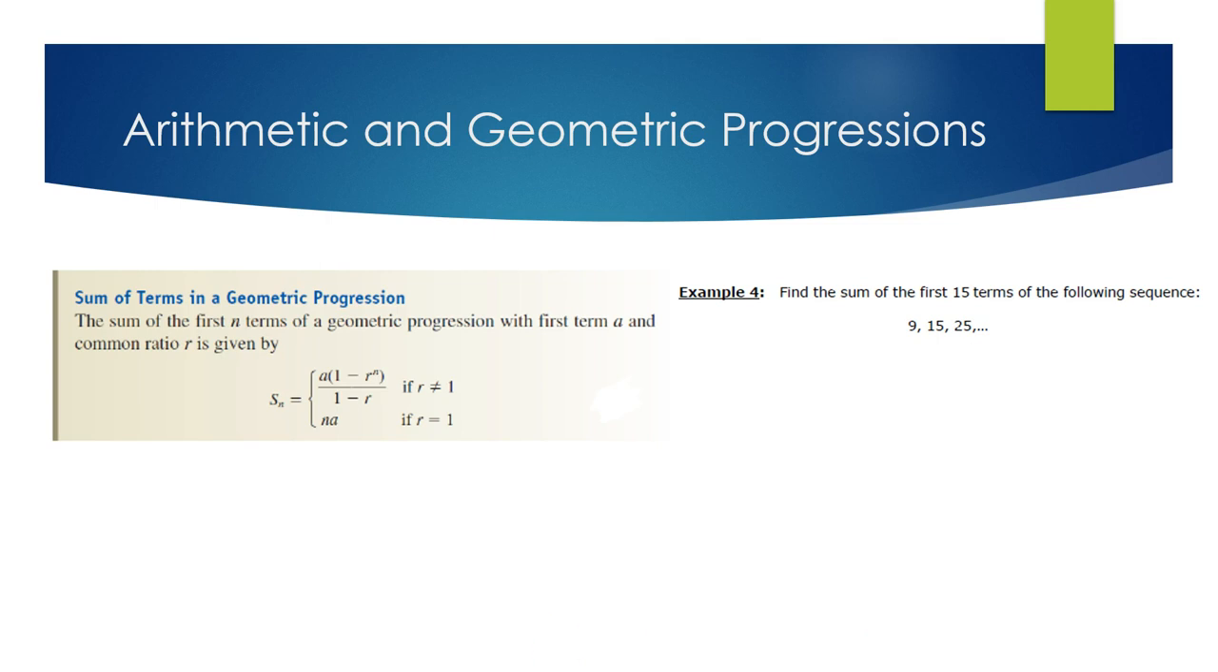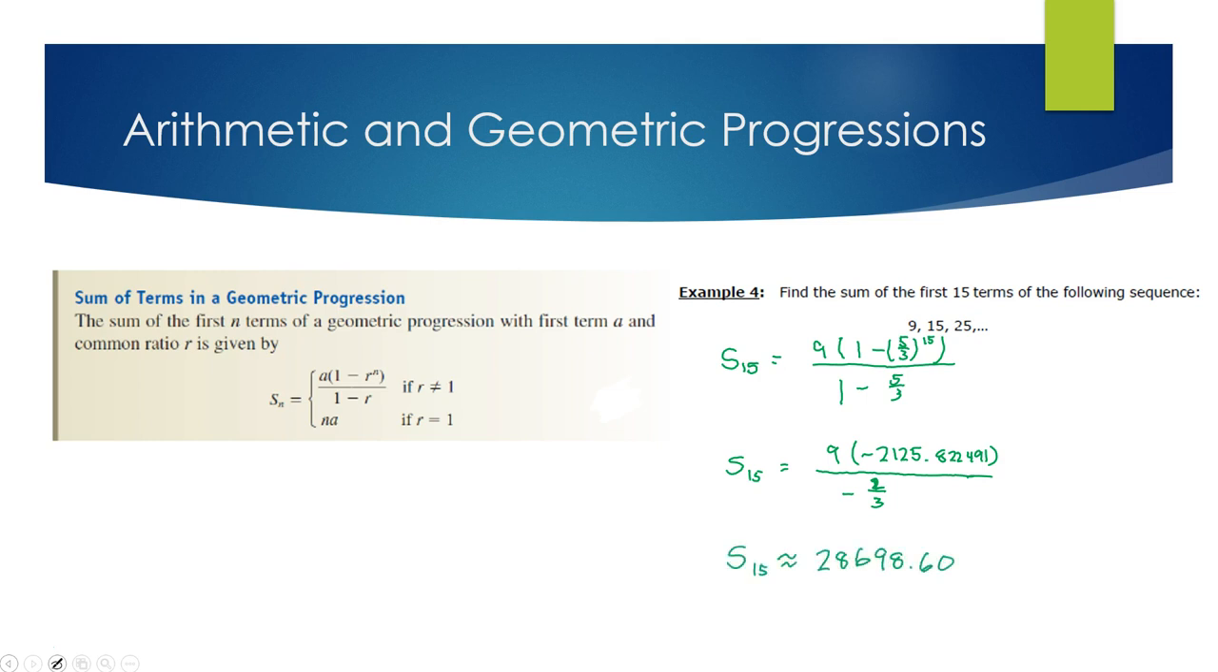So using the formula, S of 15 equals 9 times 1 minus 5/3 to the 15th power, all over 1 minus 5/3. The 1 minus 5/3 to the 15th power comes to approximately negative 2125.822491. You deal with a lot of negatives on this, but they do cancel each other out because you're going to be dividing two negatives. So if I do 9 times that divided by negative 2/3, I get approximately 28,698.6. And that would be the sum of the first 15 terms of the sequence.